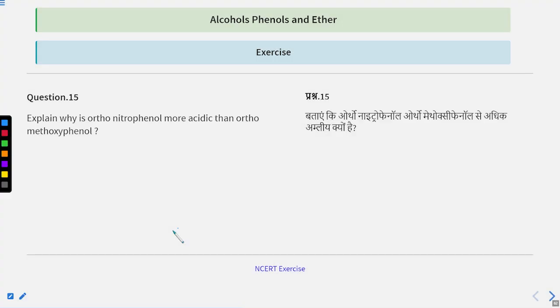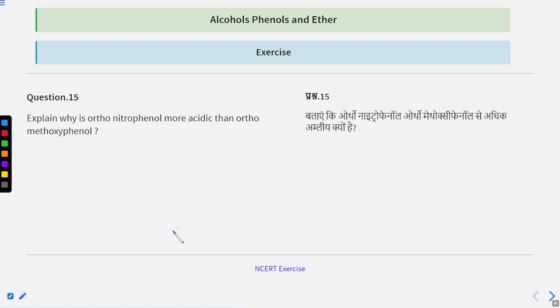Hello students. So let us continue with the exercise of alcohol, phenol and ether. We have done till 14 questions in the previous class. Now let us move to the 15th question. The 15th question says, explain why is orthonitrophenol more acidic than orthomethoxyphenol.